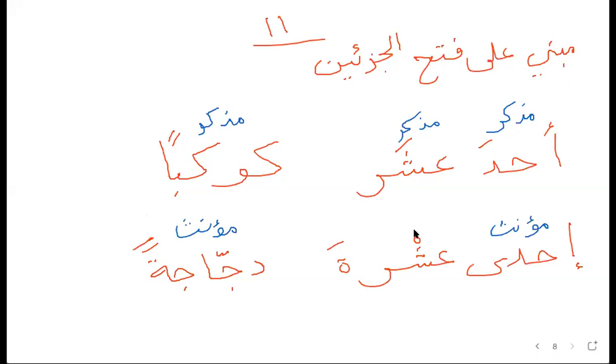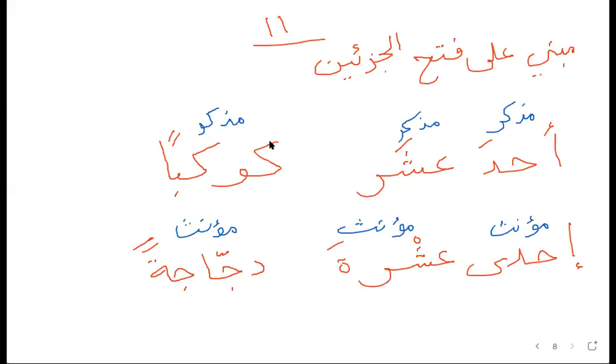So, ihda is mu'annath. Ashrata is mu'annath. So as you can see, 11 is like 12 in some things. How is it like number 12? يوافق both جزء. الجزآن يوافقان المعدود. Both sides of the number are the same as the ma'dud. Mudhakkar, mudhakkar, mudhakkar. Mu'annath, mu'annath, mu'annath. That's the same as number 12.